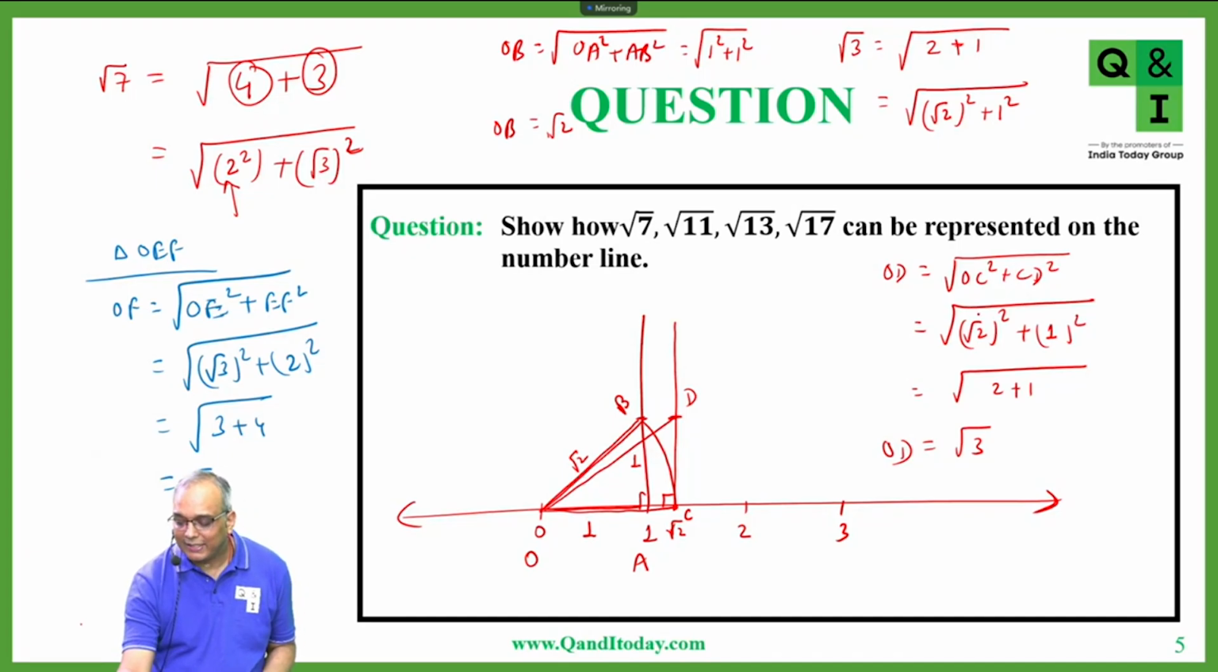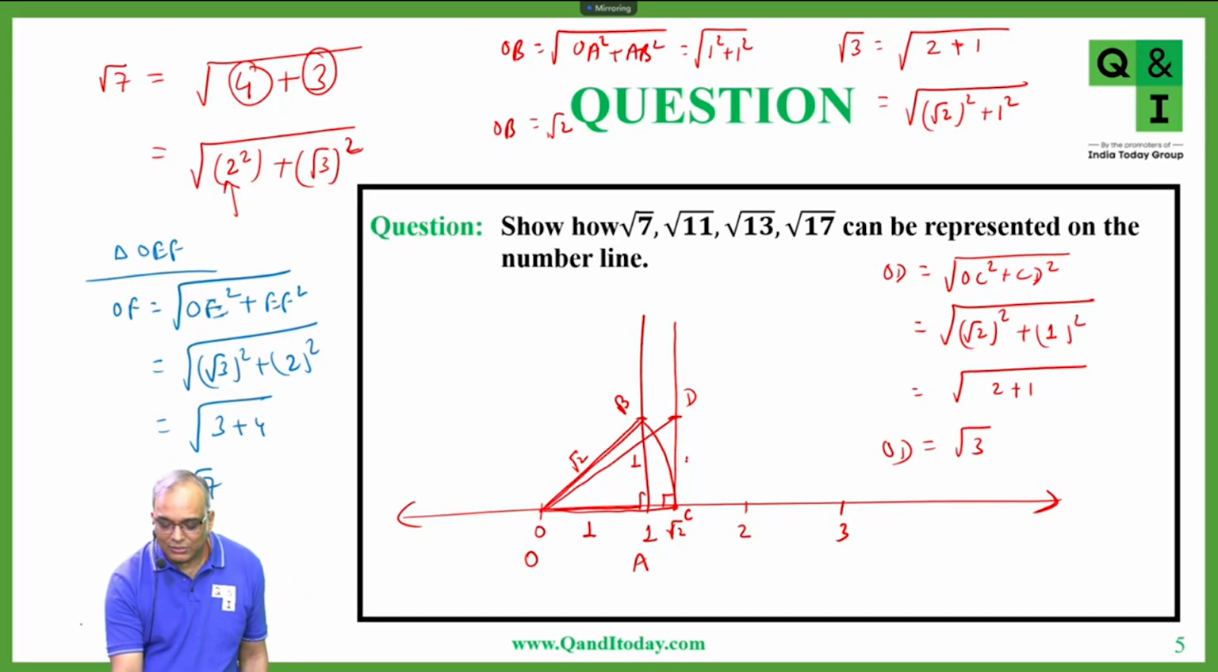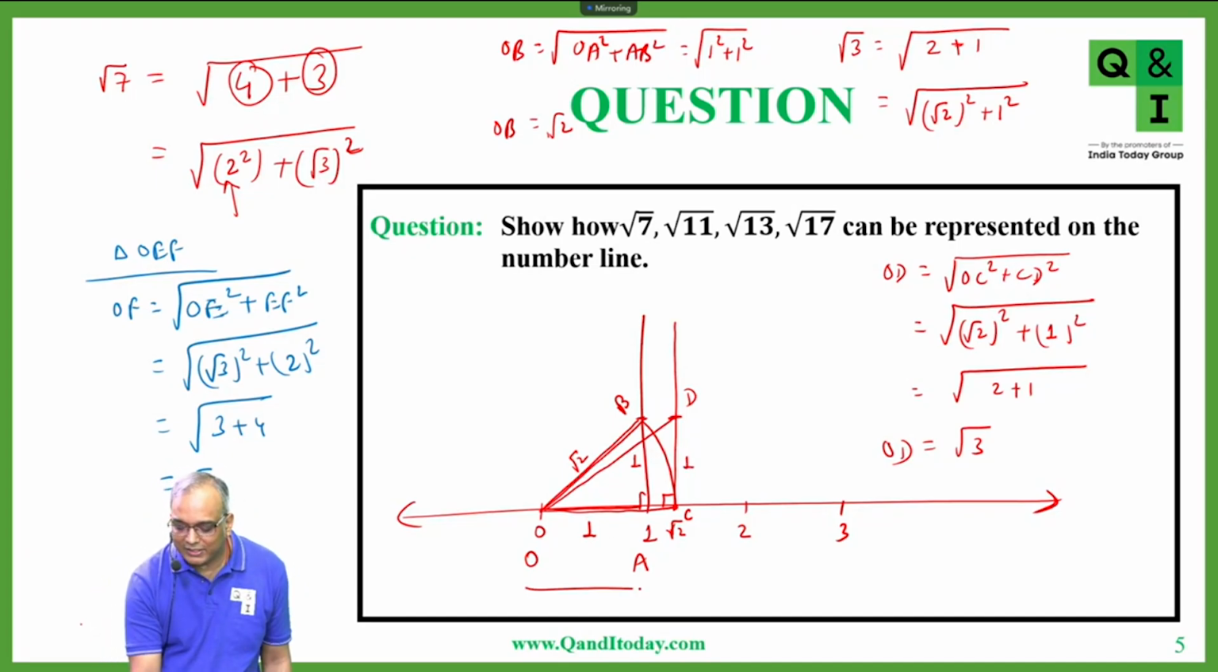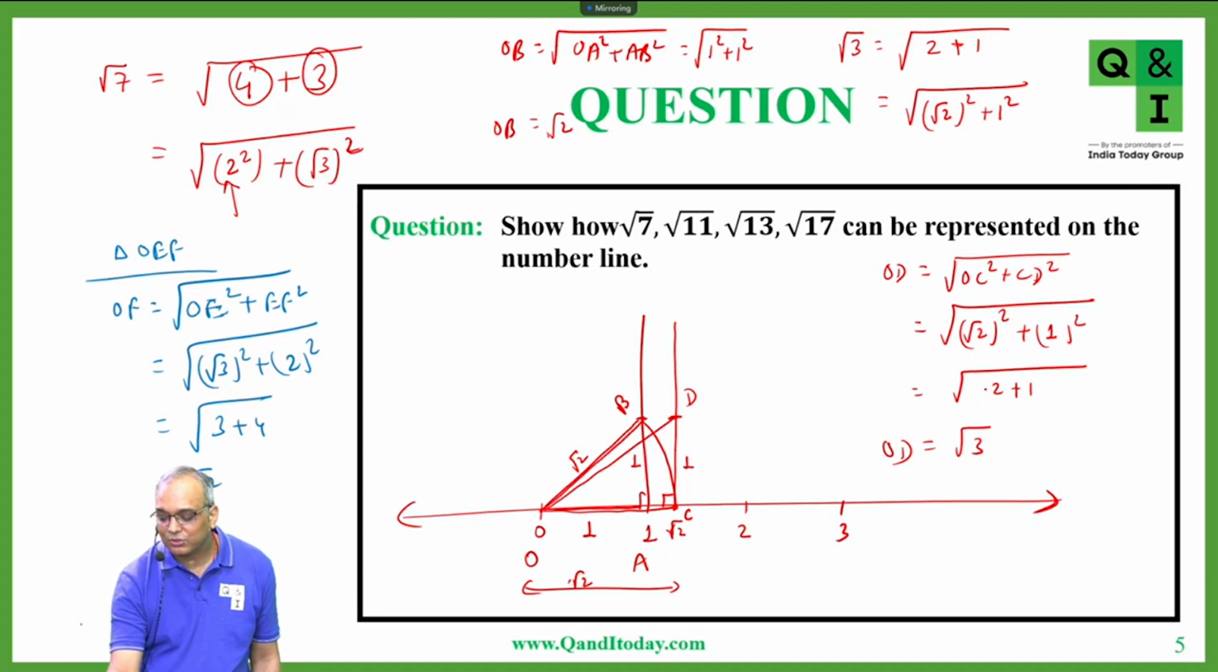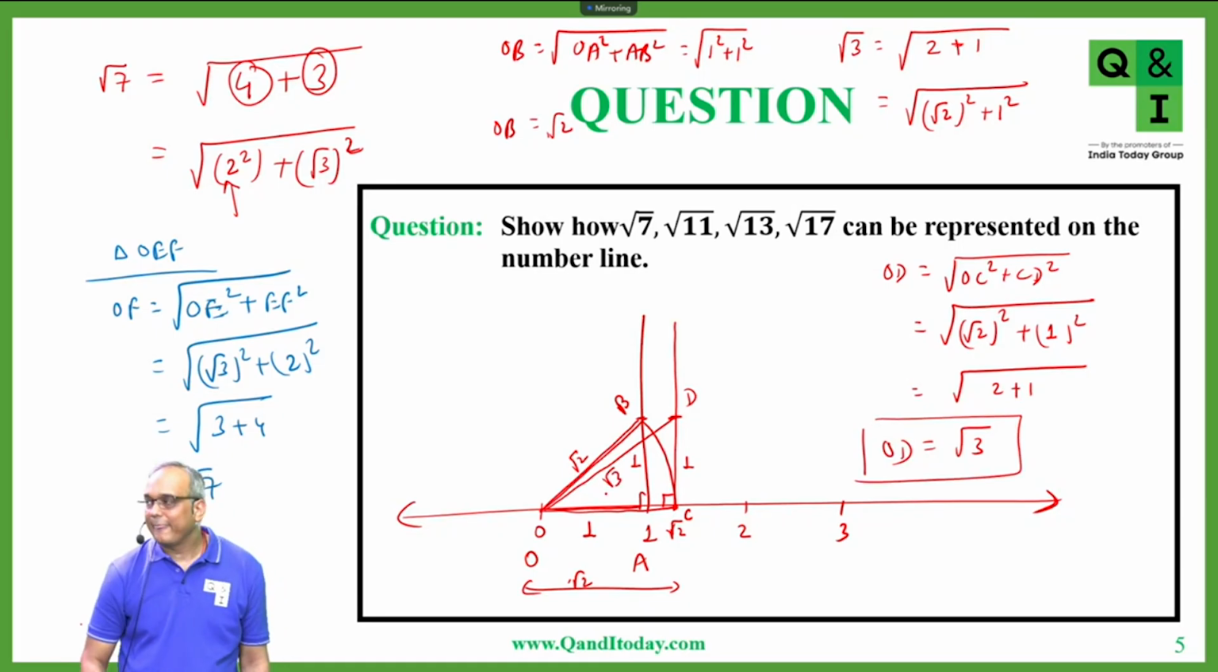So OD is equal to root of OC square plus CD square. Now this is 1 unit and OC is equal to root 2 units. So root 2 square plus 1 square will be 2 plus 1, that is 3, so root 3. So I get the value of OD as root 3. Is this clear?